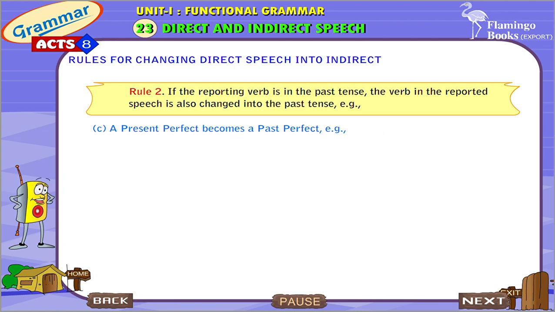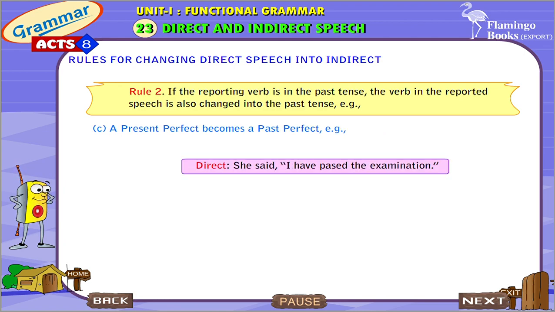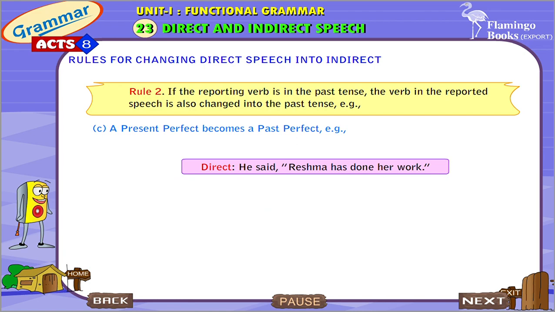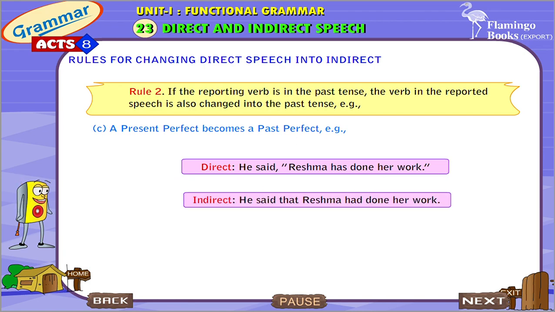Present perfect becomes past perfect. Example: direct: She said, "I have passed the examination." Indirect: She said that she had passed the examination. Direct: He said, "Reshma has done her work." Indirect: He said that Reshma had done her work.